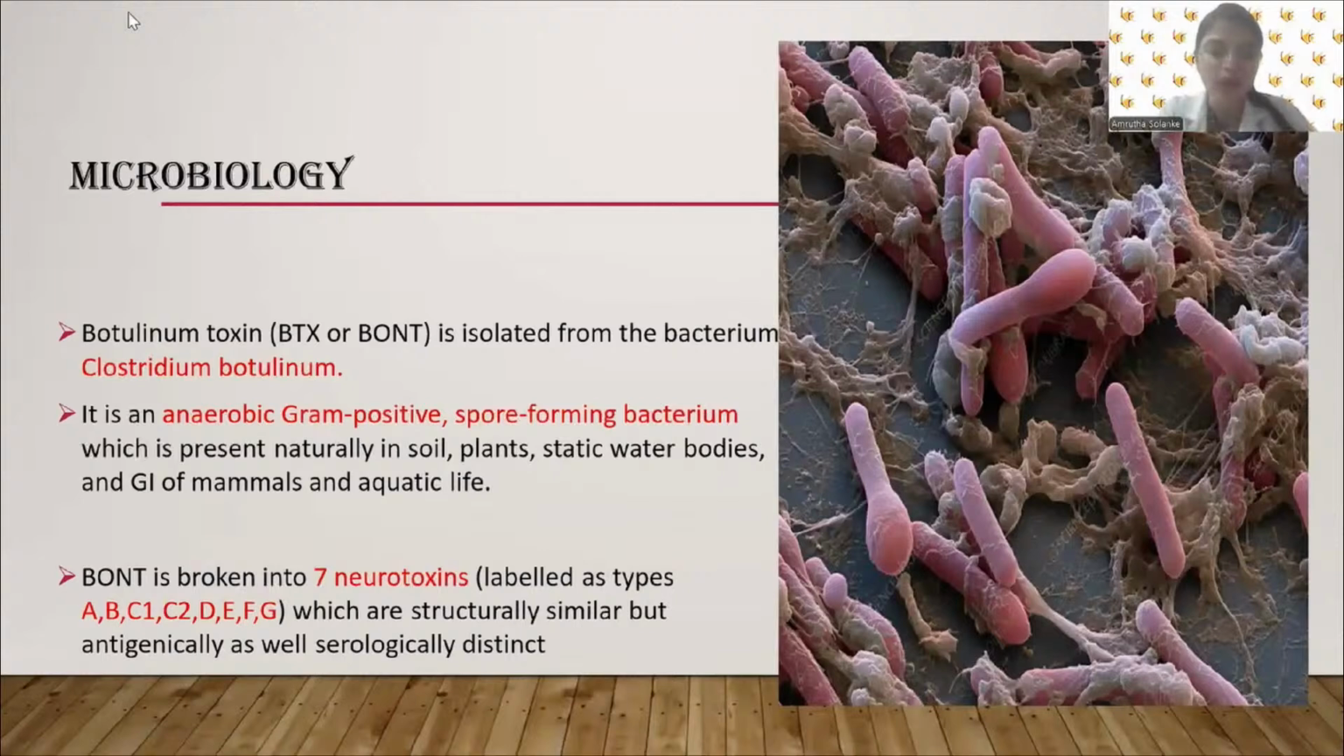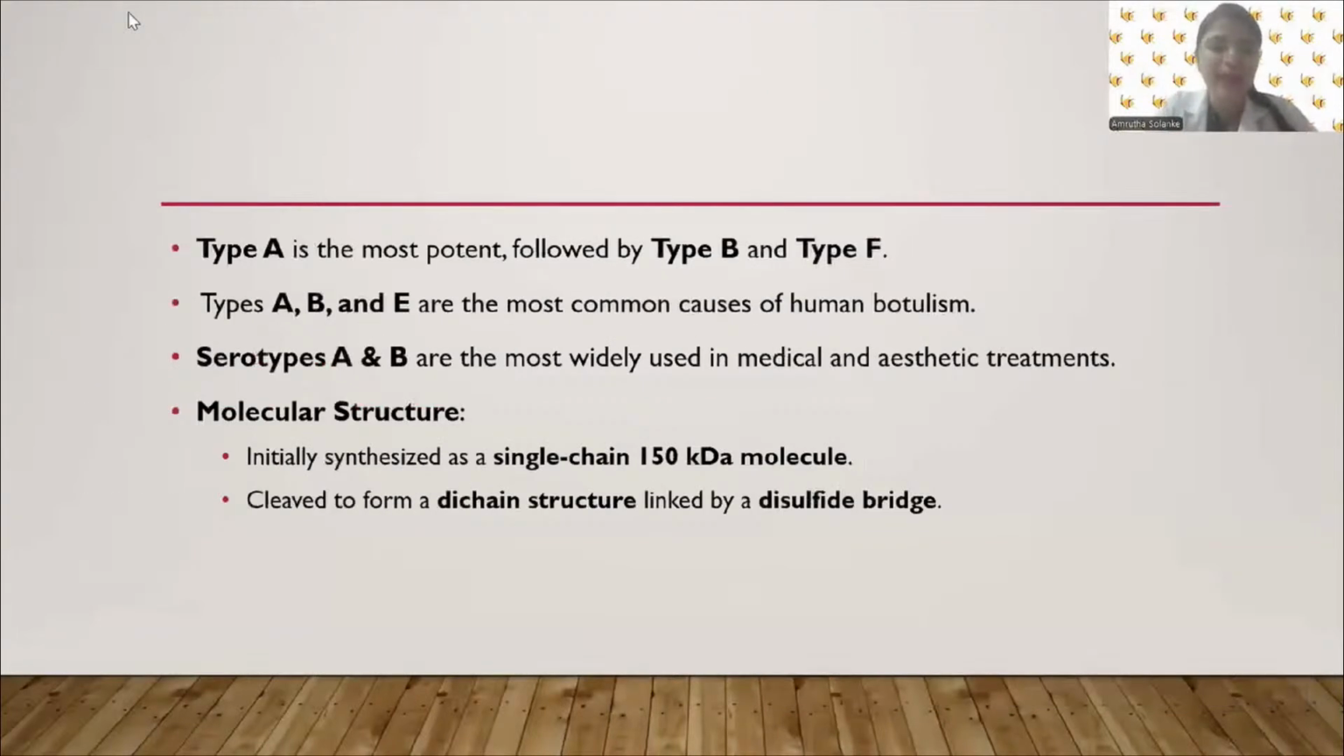Botulinum toxin is broken into 7 neurotoxins labeled from A to G, which are structurally similar but antigenically as well as serologically distinct. Type A is the most potent, followed by type B and type F. Type A, B, and E are the most common causes of human botulism. Serotype A and B are the most widely used in the medical and aesthetic treatments. Molecular structure. Initially synthesized as a single chain 150 kDalton molecule, cleaved to form a di-chain structure linked by disulfide bridge.